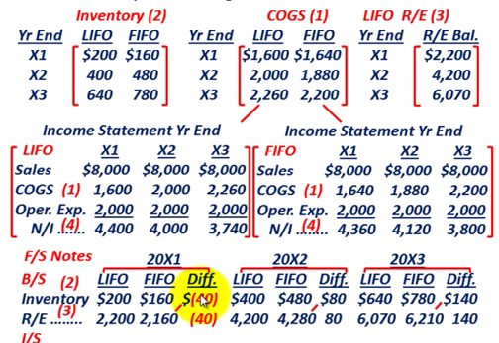We use $40,000 worth of more inventory. We reduce our retained earnings here by 40,000. Same thing here for 20X2 and year 20X3.